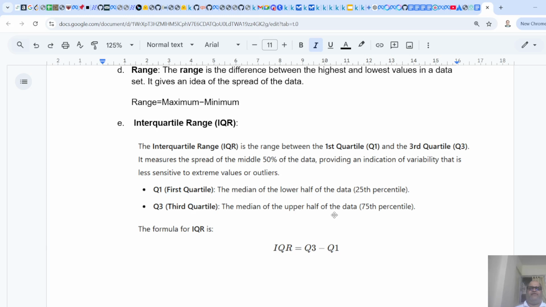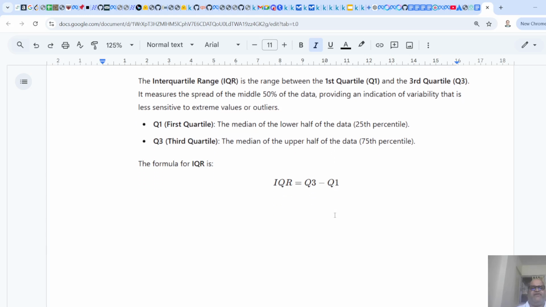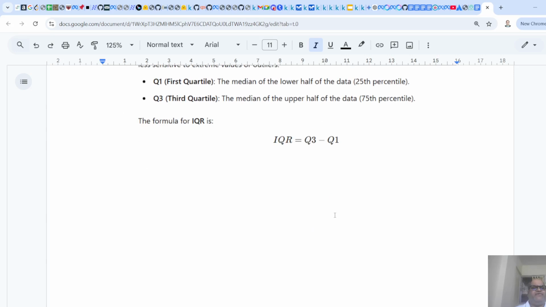The way you find quartiles is you sort the numbers. If you take the median of the lower half of the data, that's the 25th percentile. If you take the median of the upper half of the data, that is the 75th percentile. Then you can use a very simple formula, Q3 minus Q1, to get your IQR. Some of these could be important because at least one or two of your previous question papers have touched upon this.